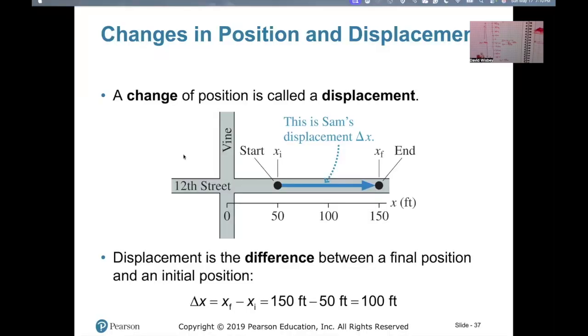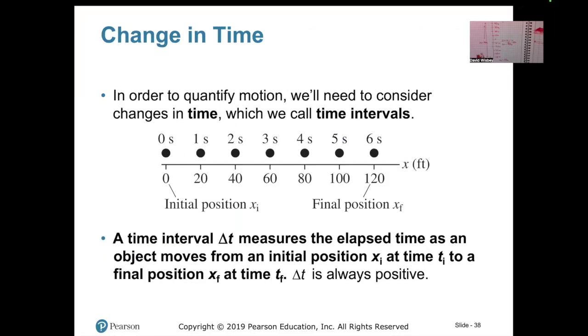It doesn't matter. Okay, so let's look at this example. We started at xi, we moved to xf, so we had a displacement of 100 meters. In order to quantify motion, we'll need to consider changes in time. It looks like here we got a picture.